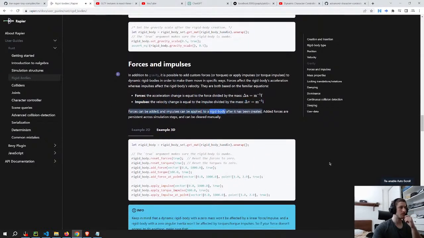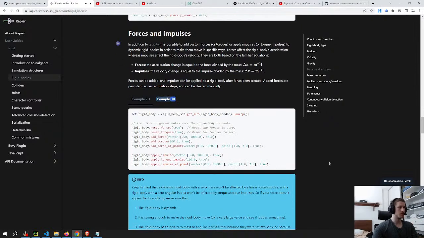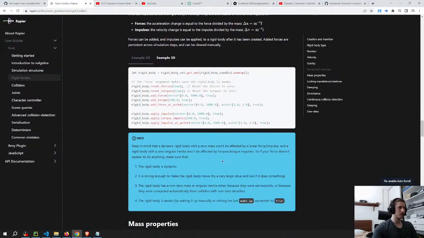Forces can be added, and impulses can be applied to a rigid body after it has been created. Added forces are persistent across simulation steps, and can be cleared manually. Example 3D. let rigid_body = rigid_body_set.get_mut(rigid_body_handle).unwrap(); // the true argument makes sure the rigid body is awake.